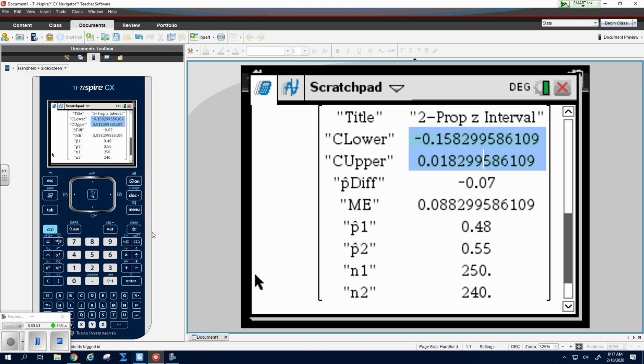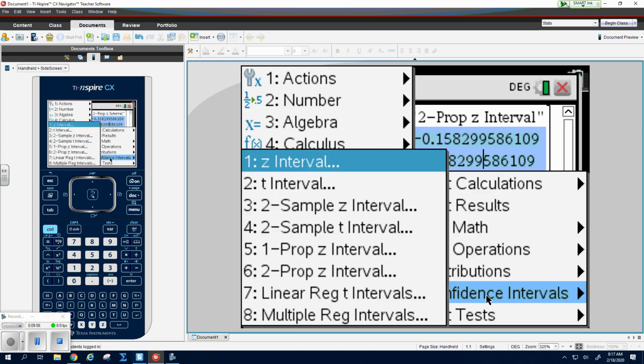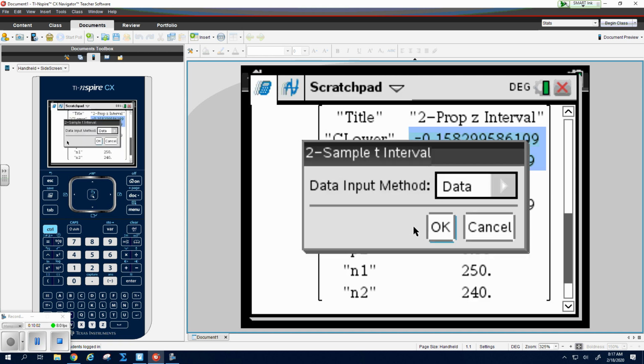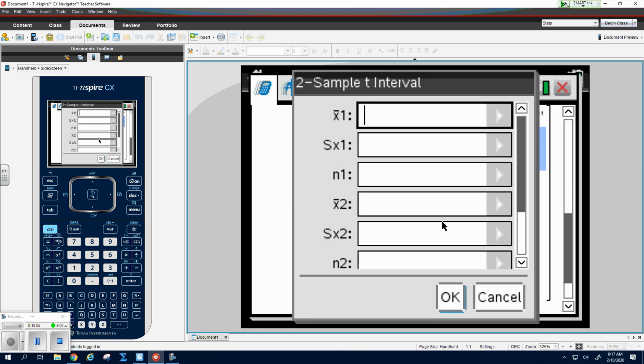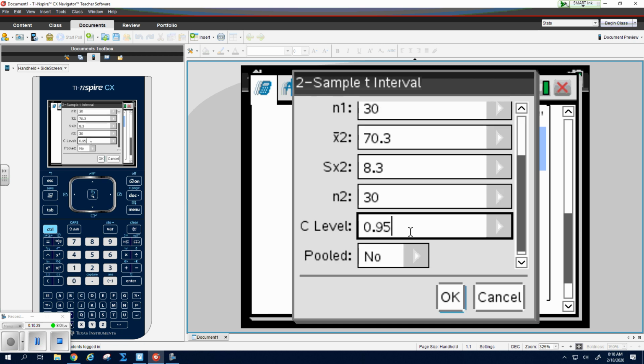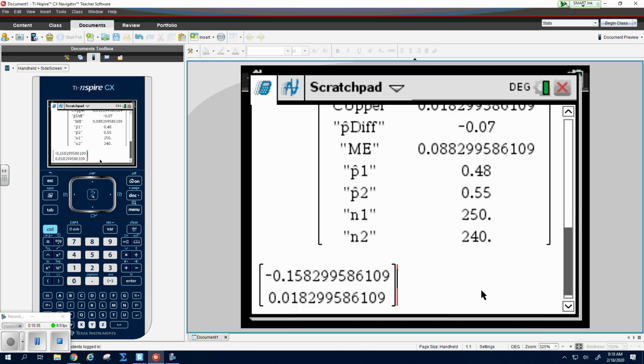So this time we go menu, statistics, confidence intervals. The first 4 are all for means. We want the 2-sample t interval, and we're plugging in statistics. Okay, x bar 1 is 65.2, and that one has a standard deviation of 7.8, sample size of 30. Okay, the other x bar is 70.3, and a standard deviation of 8.3, sample size of 30. And they asked for a 99% confidence interval. Don't change pooled, and we get our answer.